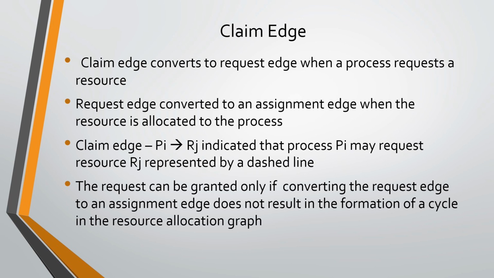Points to be remembered about the claim edge. A claim edge is represented as a dotted line from process to resource, applicable only if each resource has only one instance. The process may request the resource in future. When the process requests the resource, change the claim edge to the request edge. Then the request edge is converted into an assignment edge only if the conversion does not lead to the formation of a cycle in the graph.